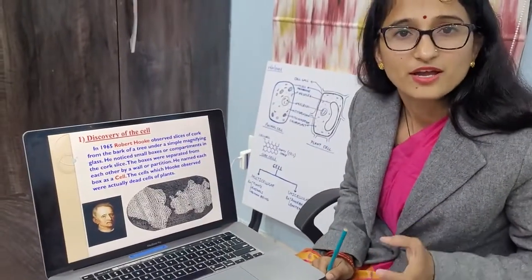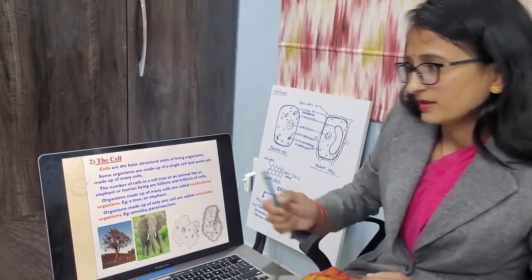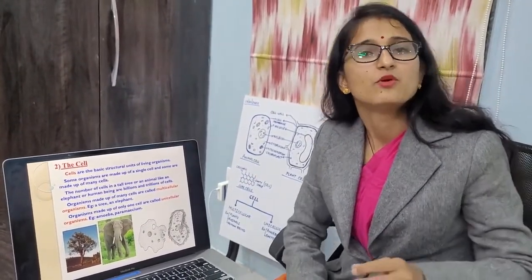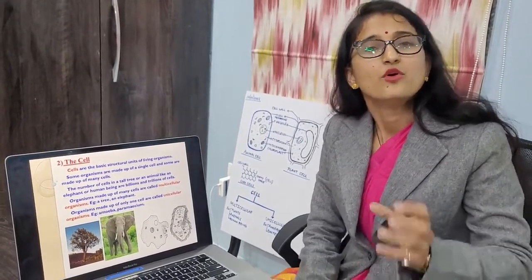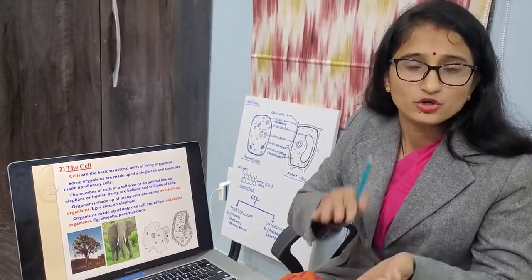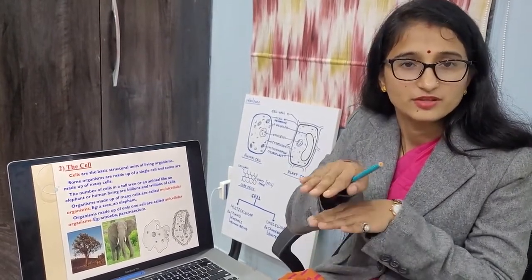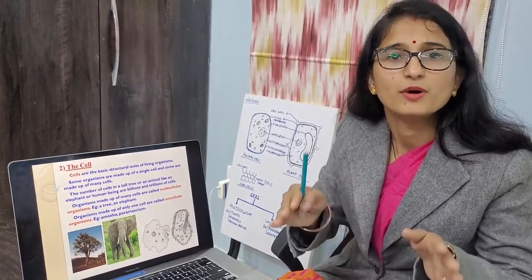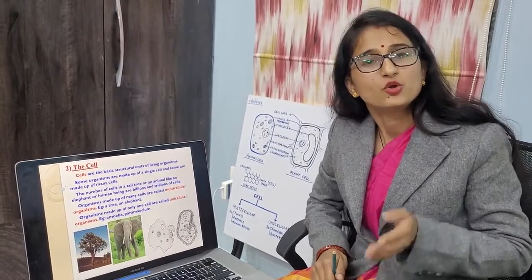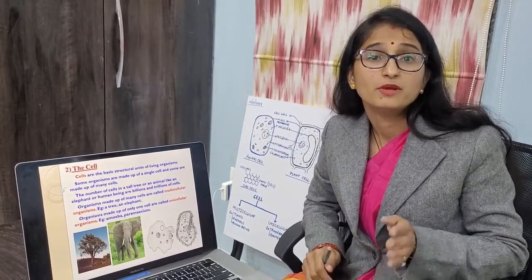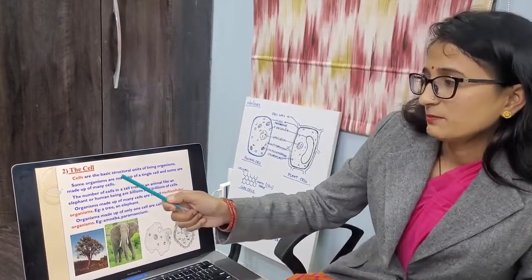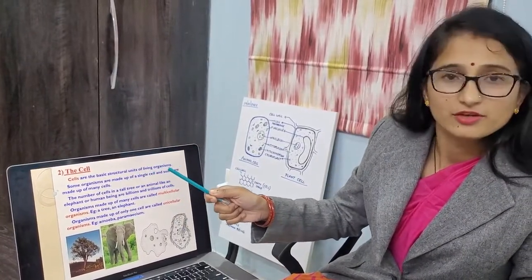Let's define cell. So, can you tell me how a building is made? A building is made up of walls. And how is the wall made? Wall is made up of bricks. When lots of bricks join together with the cement, they form a wall. Similarly, in plants, animals, and in humans, their body is made up of millions and trillions of cells. So we can say cells are the basic structural unit of living organisms.